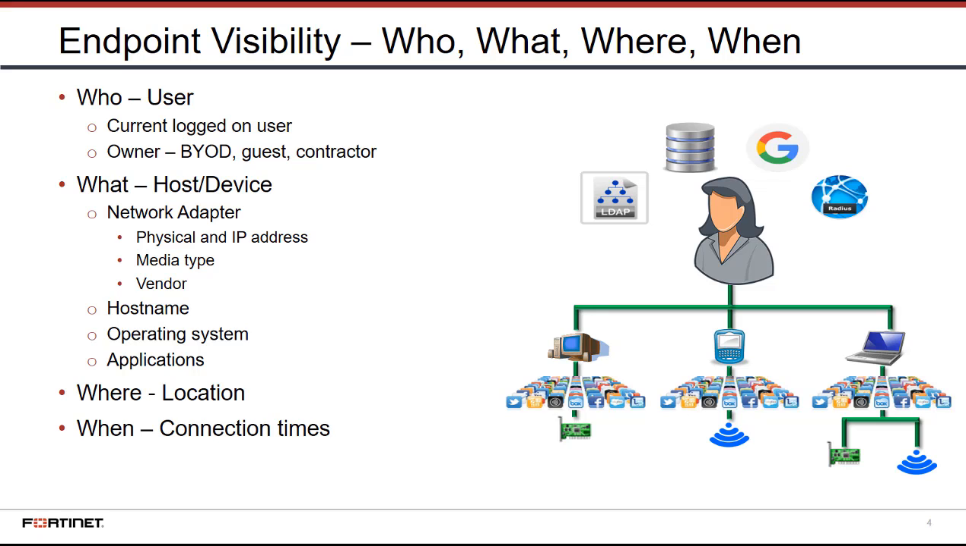Then we have our host or device visibility. So this will include the physical adapters, as well as the physical addresses and the IP addresses and what type of media, whether it's wired or wireless, host name, operating system information, and of course all the applications that are installed on that device if we're choosing to gather that information.